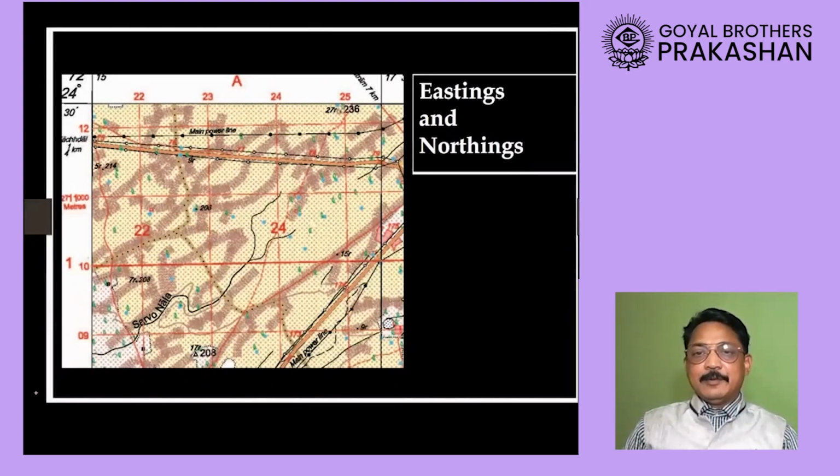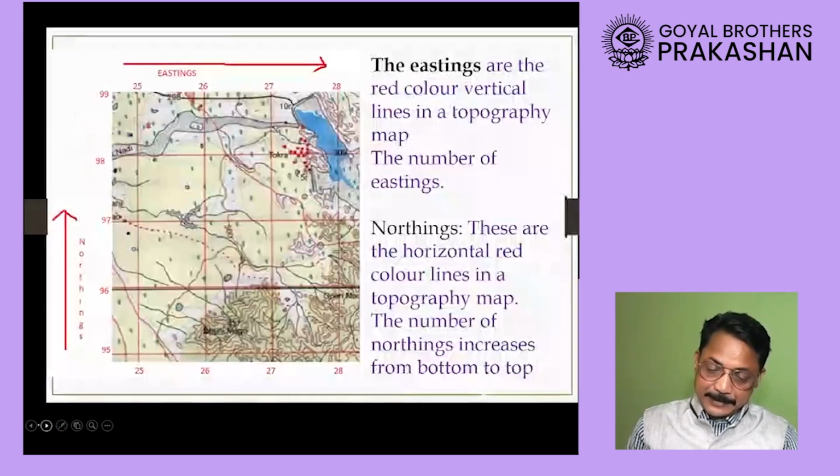What do you think? Why are these lines drawn? You are correct. As we use latitudes and longitudes to locate a place, similarly, in a topography map, these eastings and northings are used to locate the places. Okay, and how do they do that? That we will see step by step.